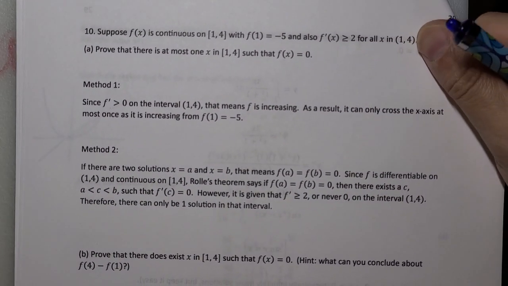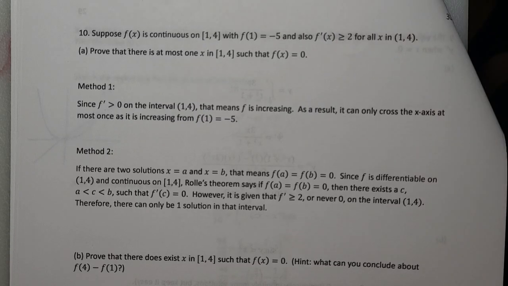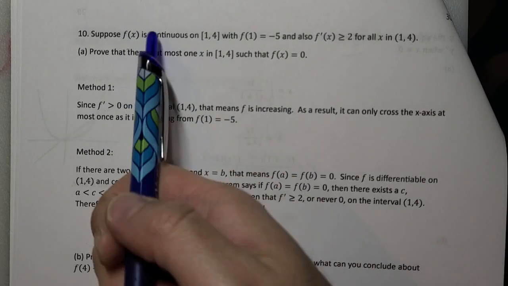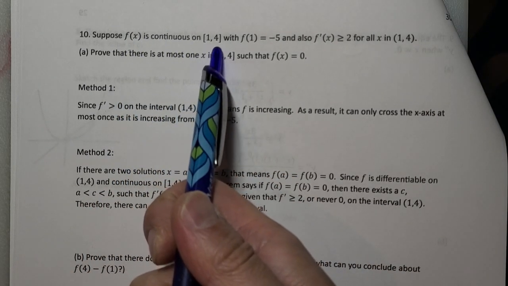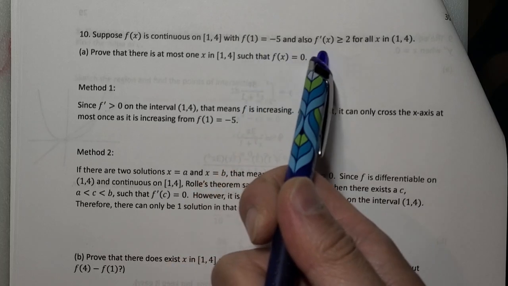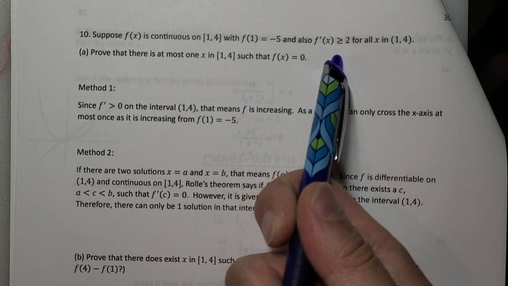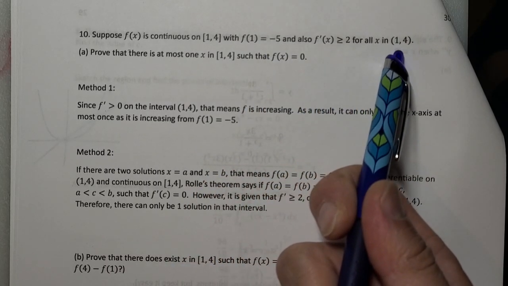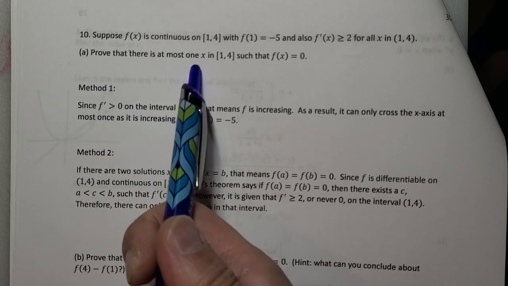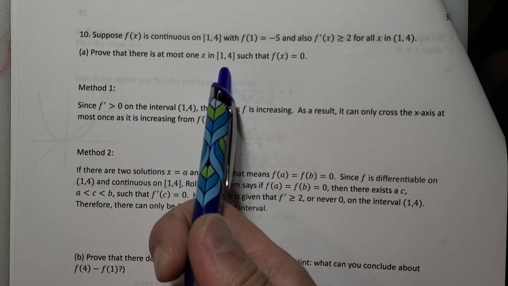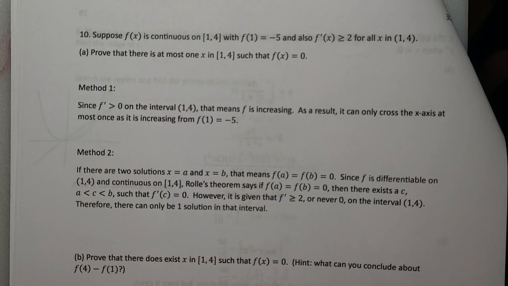Well, that was number 9. Okay, last one. This one's similar to another problem in one of the other practice exams. Suppose f of x is continuous on 1 to 4, with f of 1 is minus 5 and f prime of x is greater than or equal to 2 for all x in the interval 1 to 4. Prove that there is at most one x in 1 to 4 such that f of x equals 0.